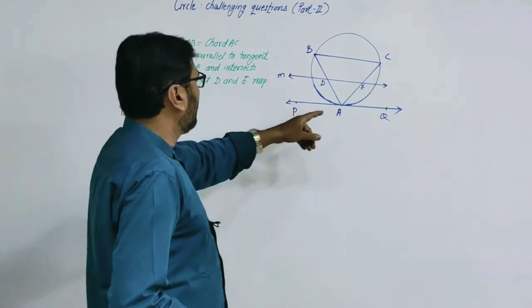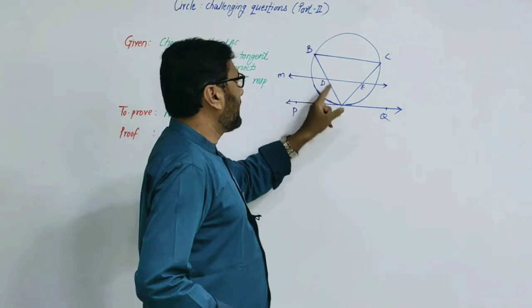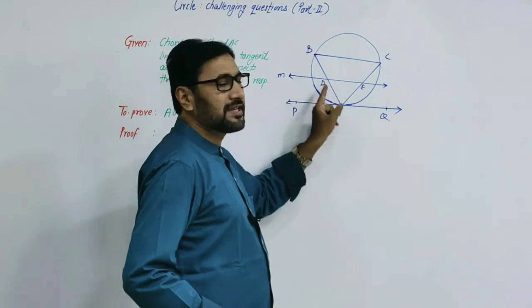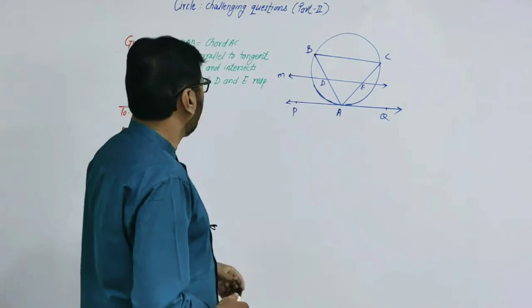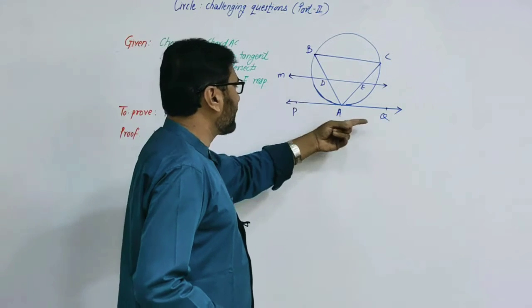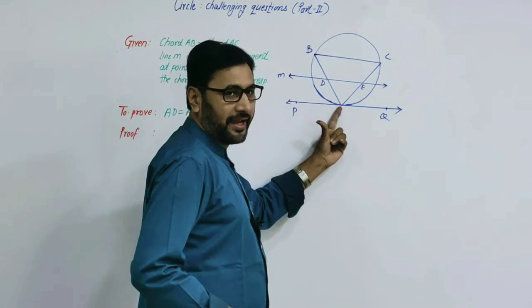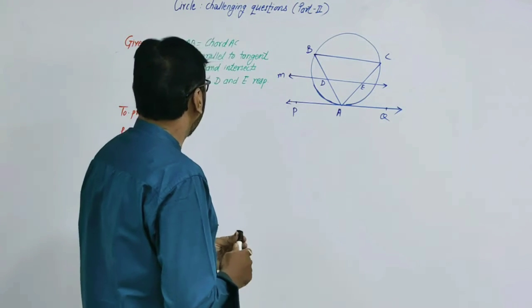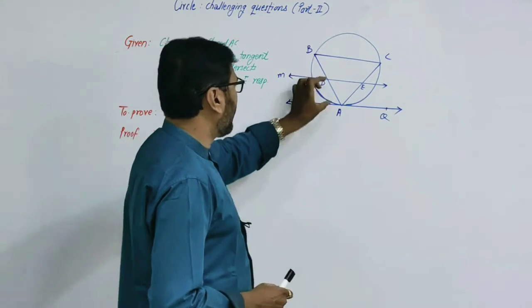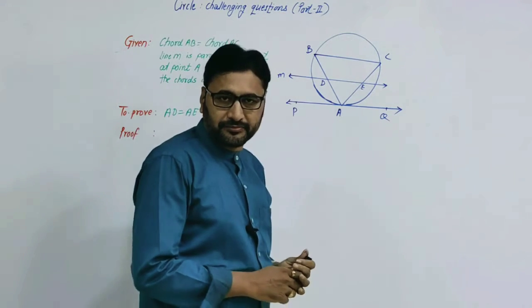See the sum. AB is equal to AC, chord AB is equal to chord AC. Line M is parallel to the tangent, which touches at point A, and using this we have to prove AD is equal to AE.